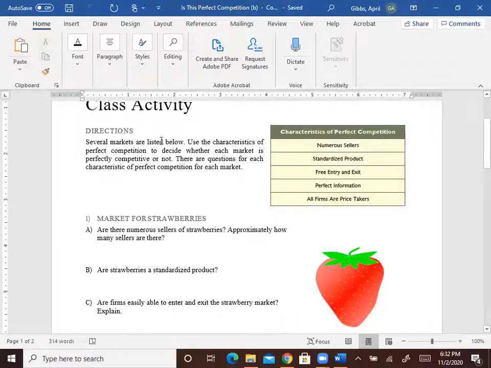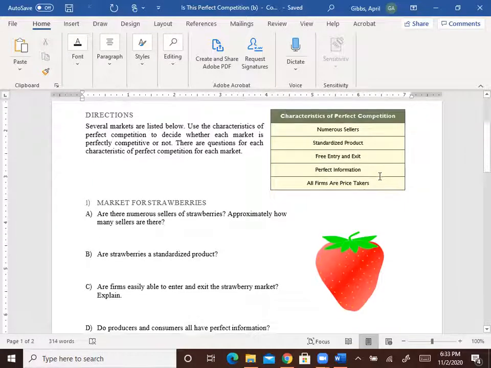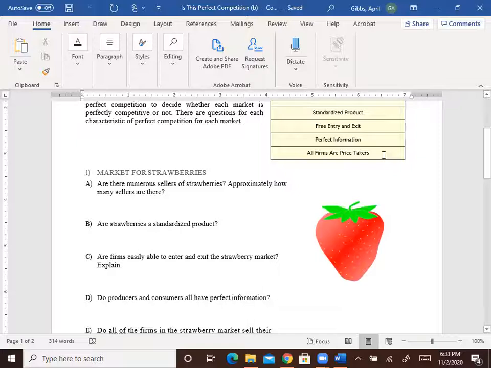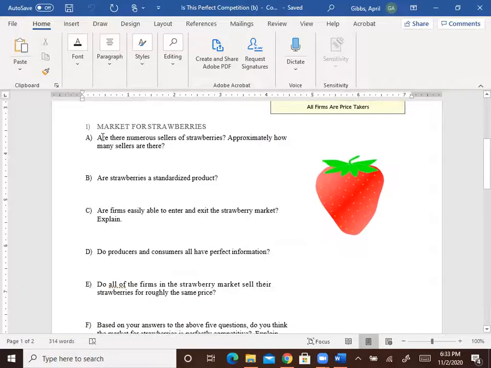So several markets are listed below. Use the characteristics of perfect competition to decide whether each market is perfectly competitive or not. There are questions for each characteristic of perfect competition for each market. So our characteristics are numerous sellers, a standardized product, free entry and exit, perfect information, and all firms are price takers. So number one, we're looking at the market for strawberries.